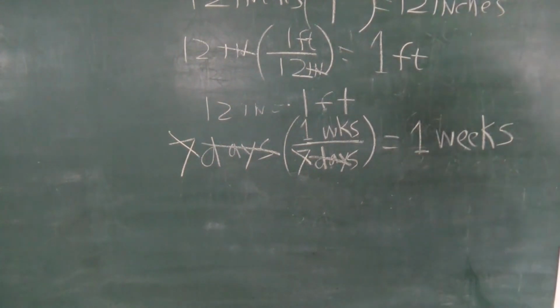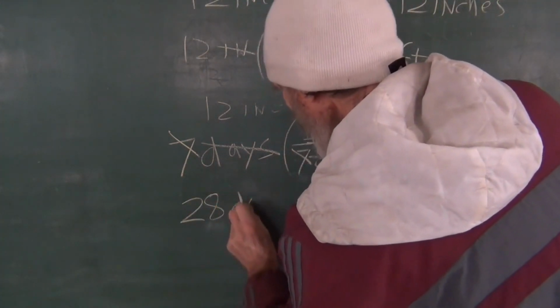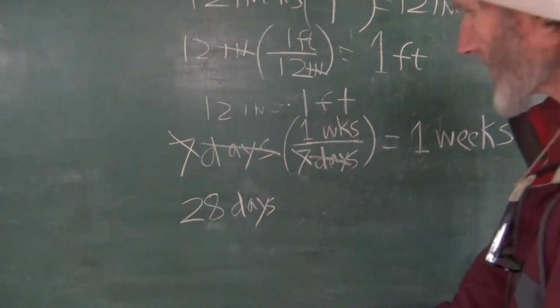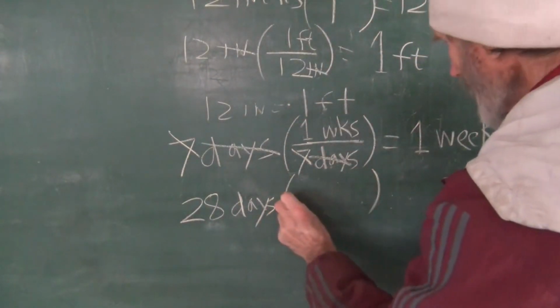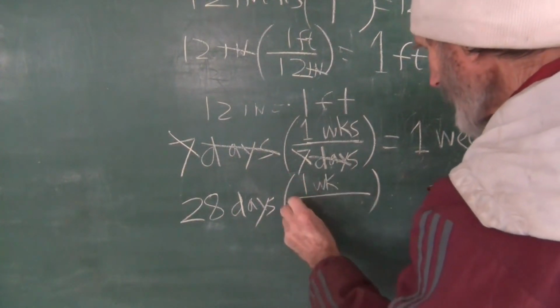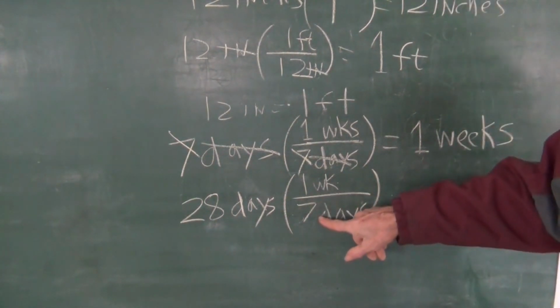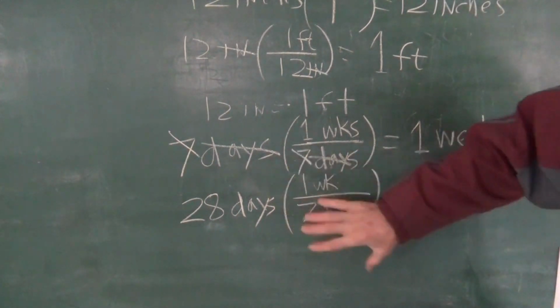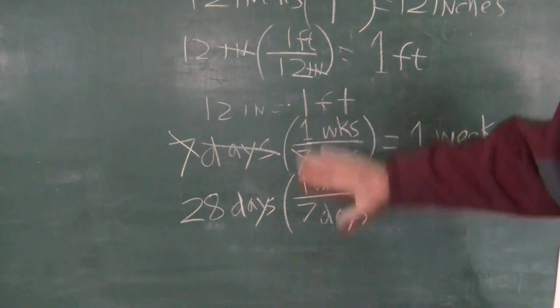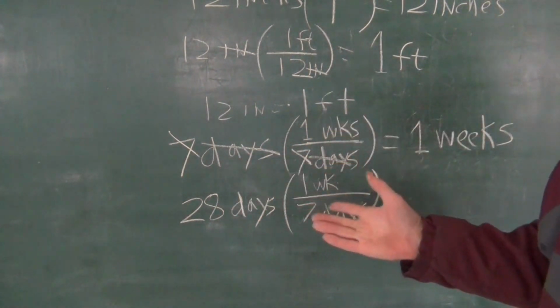Now, if it turned out that we were to have something different, like, I don't know, how about 28 days, half of February? I want to know how many weeks that is. Well, same thing, same magic fraction, 1 week, 7 days. Now notice, we don't put 28 days here and 4 weeks. That's just the conversion factor. 1 week, 7 days. It's always going to be the same thing. Whenever you're going days to weeks, it's 1 week over 7 days.